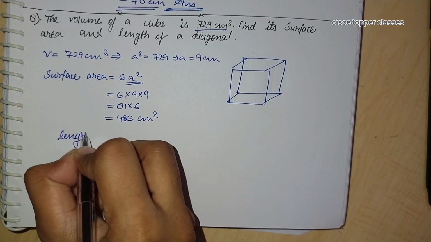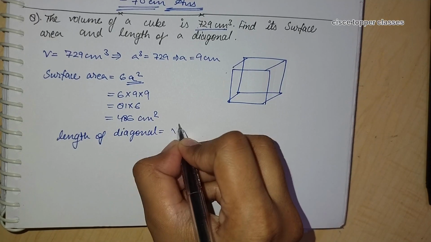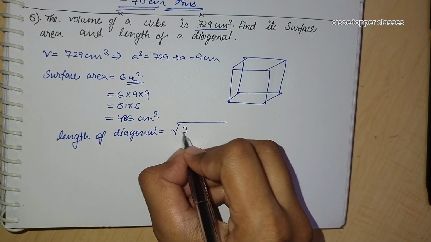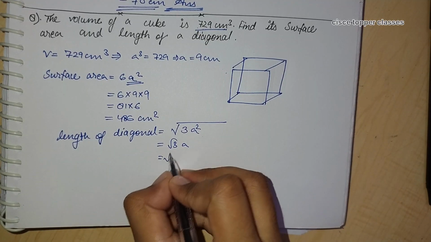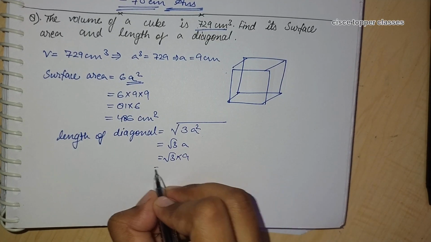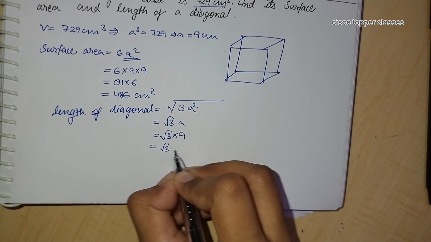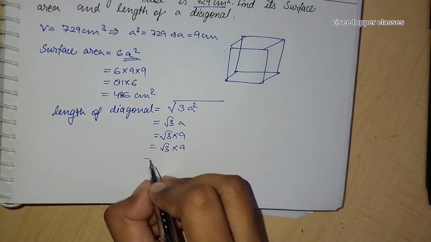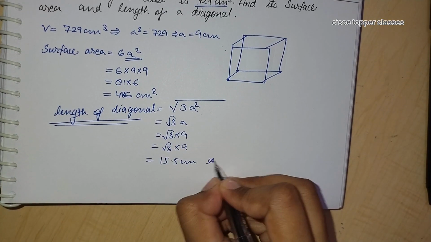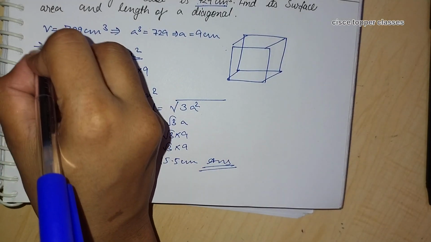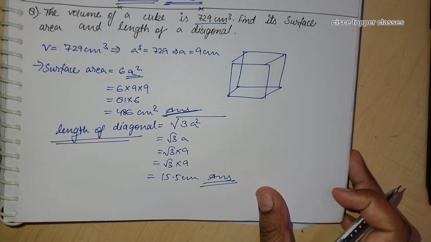And if you want to find the length of diagonal, the length of diagonal will be under root 3a square, so this will be root 3 into a. So under root 3 into 9 will be the length of diagonal here. The final answer will be 15.5 centimeter as the length of diagonal. So this is the answer of the second part, and this is the answer of the first part which is asked in this question. So this is the solution of the eighth question.